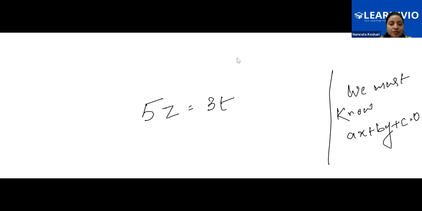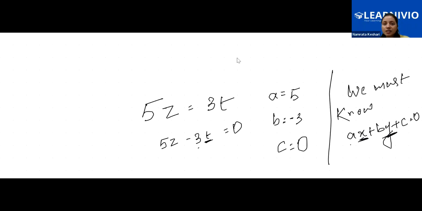So we will be writing 5z minus 3t is equals to 0. Keep everything on one side and maintain 0 on the other side. That's what the standard format says. Okay. Now the question is, what is A, what is B, what is C? The first variable's coefficient is A. We can say A is 5 over here. And the second variable's coefficient is B. I said to you every time it will not be x and y. It can be z and t. It can be u, v. So the other variable's coefficient is -3. And what about C? C is nothing, 0.